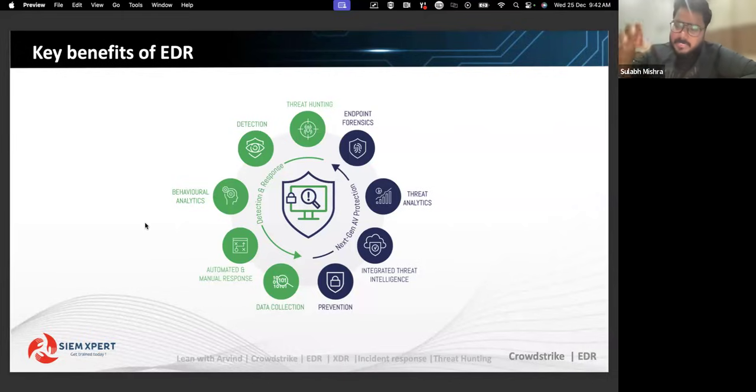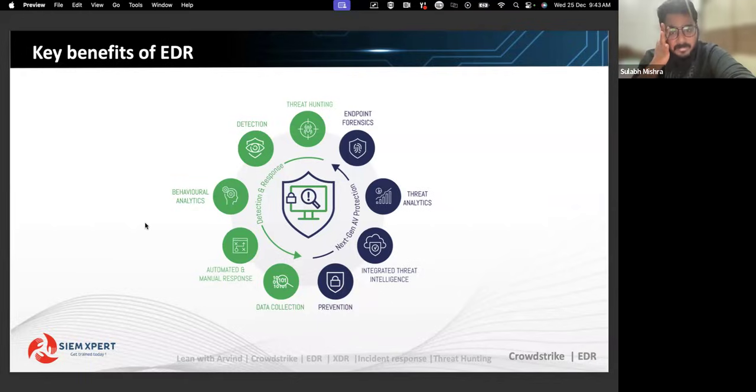Now, if you ask me, I don't have an EDR, I only have next-gen AV. Do I really need to purchase the EDR? Then absolutely yes, you have to. Because with next-gen antivirus, you're only getting the threats covered to some extent, not completely. Then you will be able to make a clear call on the differences between the EDR and the AV. Clear?